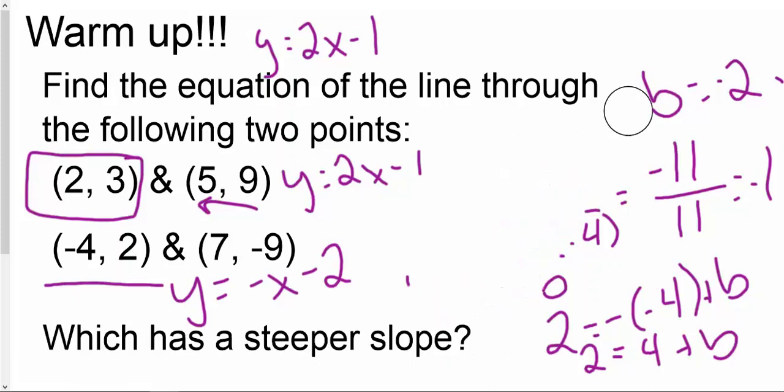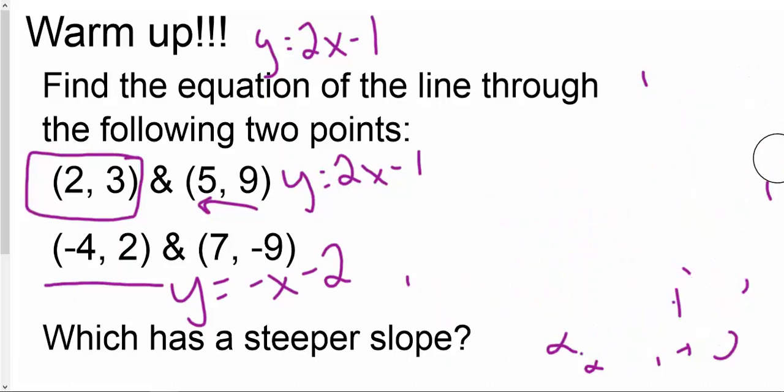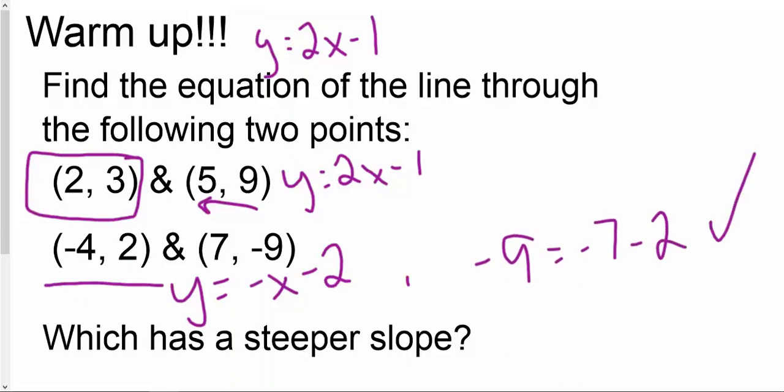Now, if we want to double check this, we can plug in our other point. So let's plug in 7 comma negative 9. So is negative 9 equal to negative 7 minus 2? Yeah, that's true. So this is my other point.